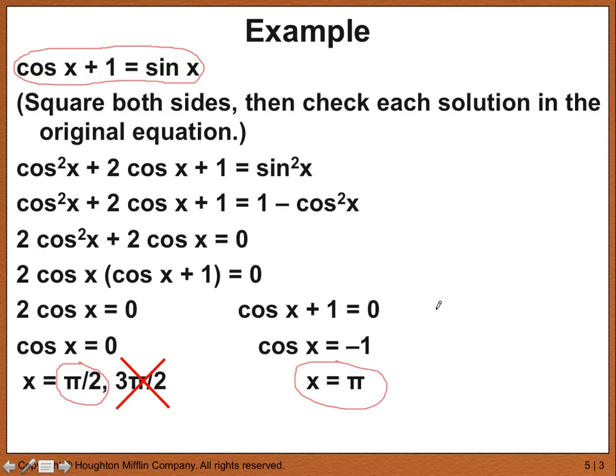Now there's one more step, and that is that since the interval for our solutions was not restricted in the statement of the problem, we have to give the general solution. And so we have x equals pi over 2 plus 2k pi, or x equals pi plus 2k pi. So this is the general solution for the original trigonometric equation.